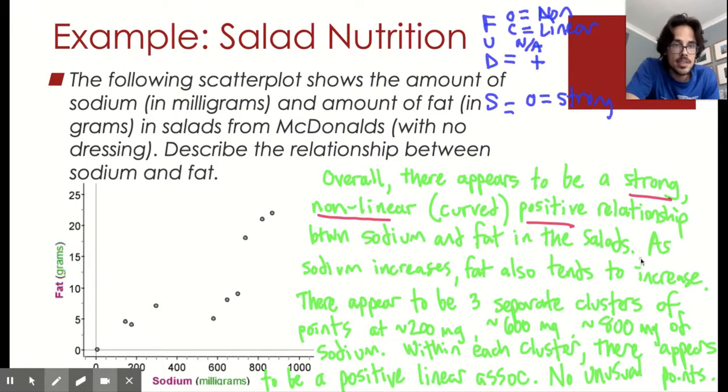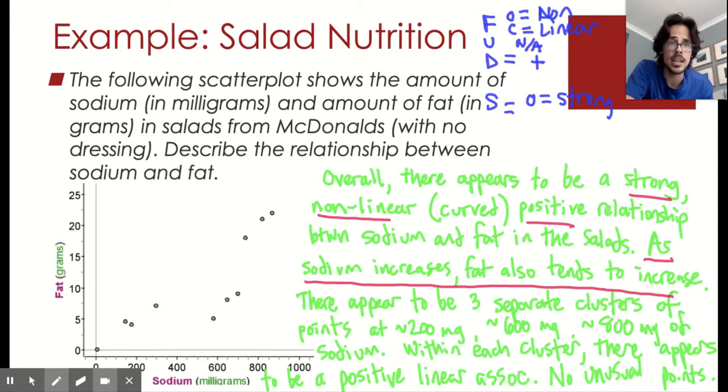This next sentence is really good and frequently is the difference maker between partial credit and full credit on AP test rubrics. As sodium increases, so as X increases, Y also tends to increase. Or if it was a negative association like the last one, as sprint time increases, your long jump distance tends to decrease. That's just a really good sentence to have in there that gets you really good context and sort of shows that you know what's going on with this problem.